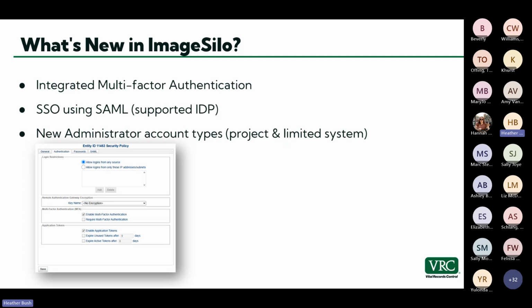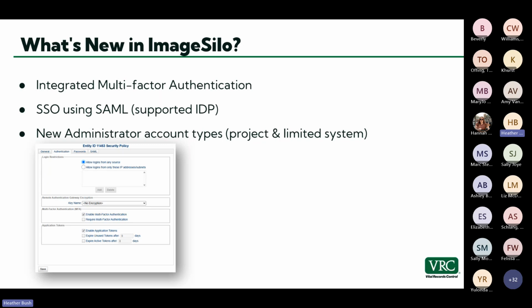You do need to have, they use SAML and a supported IDP, that's identity provider. An identity provider would be something like Microsoft Active Directory or Azure, something like that. But we can help you with this if you'd like to get this set up for your company. It's definitely something that can be done in ImageSilo.